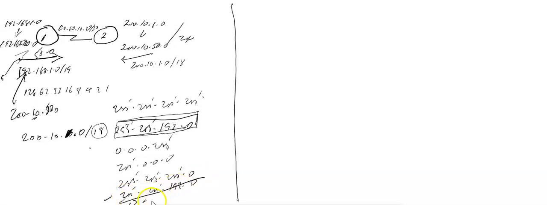That gives us 0 dot, 0 dot 63 dot 255 dot 255. This is the equivalent wildcard mask.